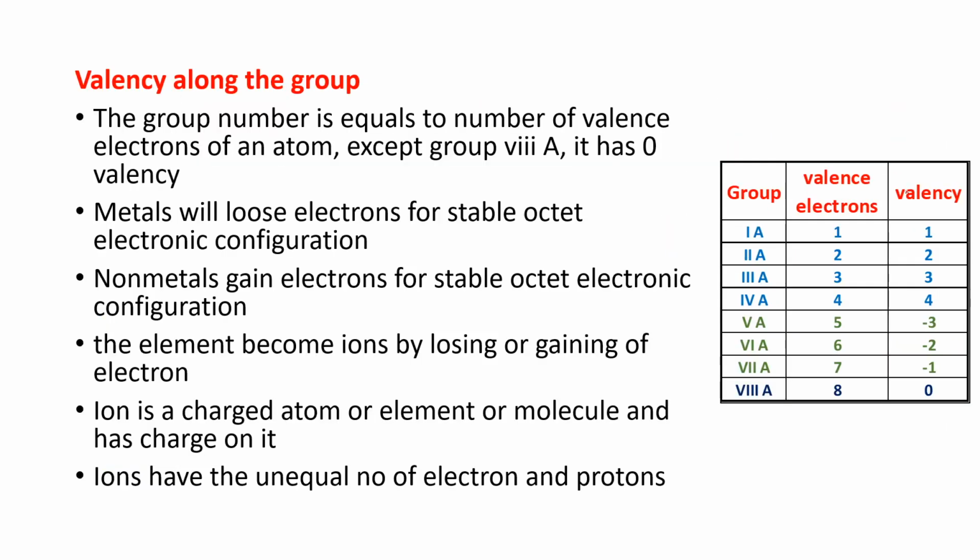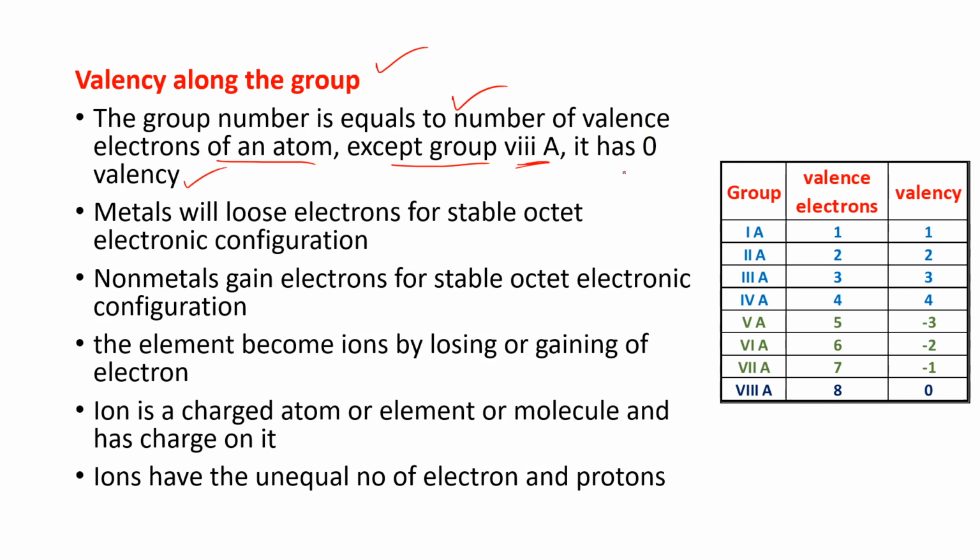Okay, and next the valency along the group. We know that in the periodic table we have groups and periods. So the valency has something to do with the group, that is known as valency along the group. The group number is equal to the number of valence electrons of an atom except group 8A. Okay, this is the Roman numeral 8A. It has 0 valency. Why? Because they are noble gas elements.